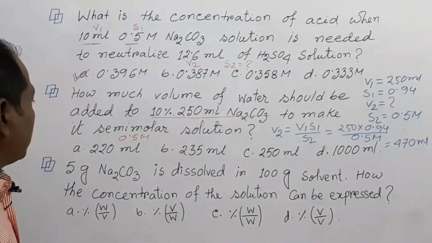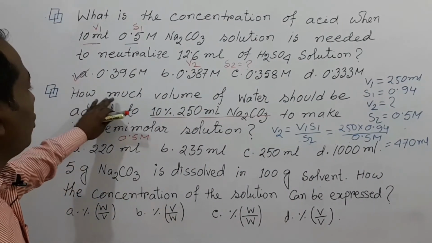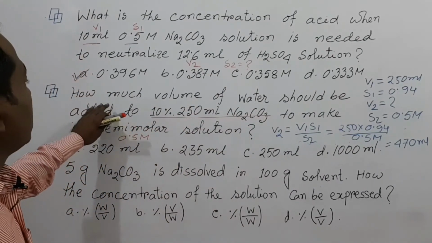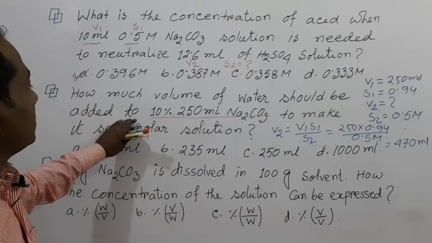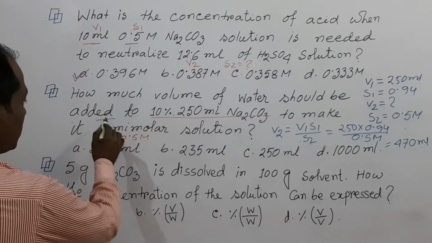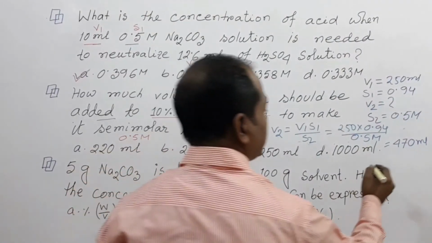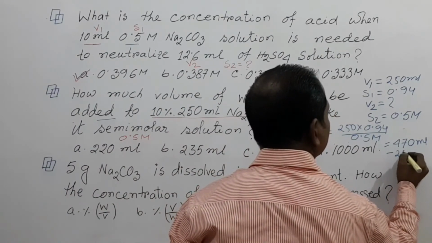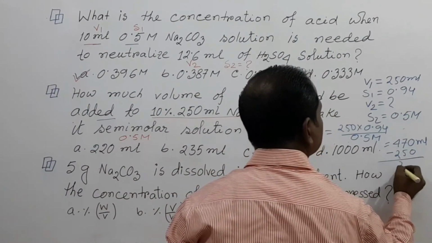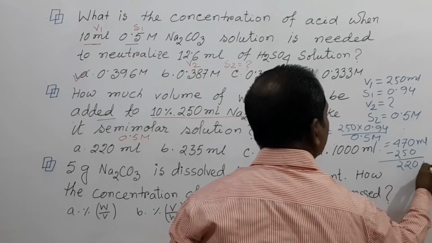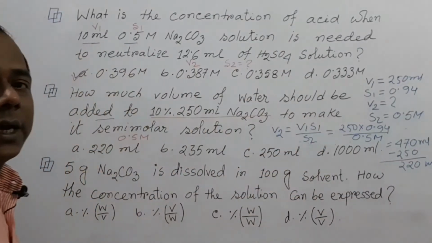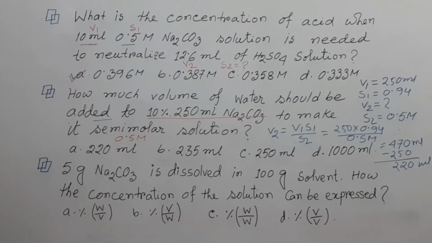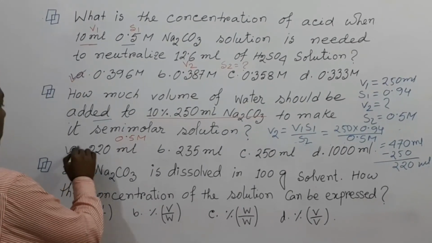My dear students, our question is how much volume of water should be added. So water should be added 470 minus 250, that is 220 ml, and that's why our correct answer is option A.